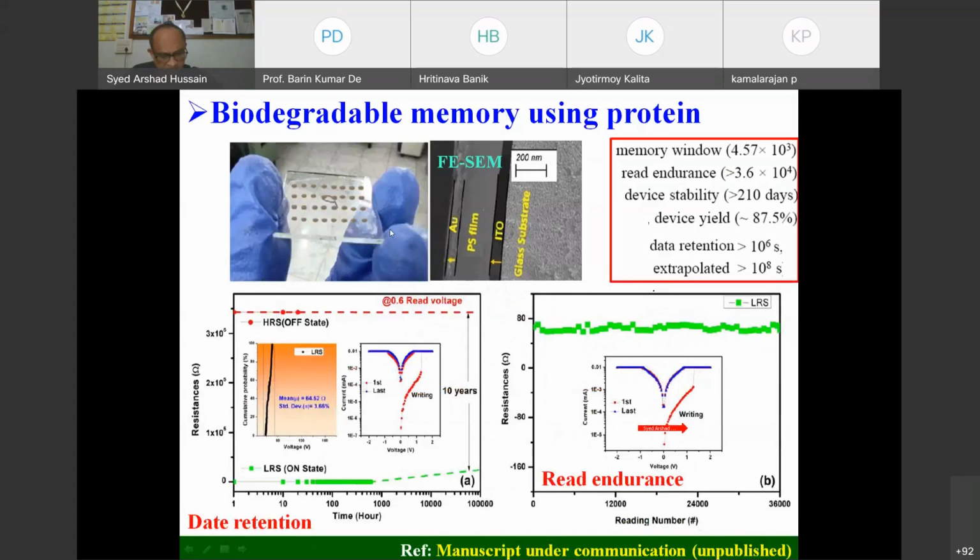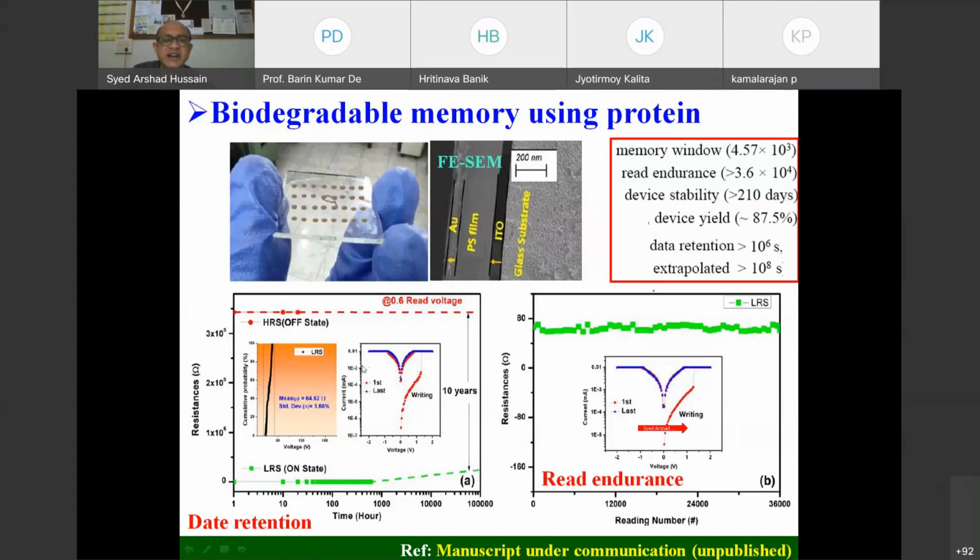Then I am showing another structure. This is a biodegradable memory using protein, and here we have seen that this memory shows ROM kind of behavior. Once we apply bias, the resistance of the system changes from high resistance to low resistance, but it cannot come back to its high resistance state even when we remove the bias. So its change in resistance is permanent in nature.